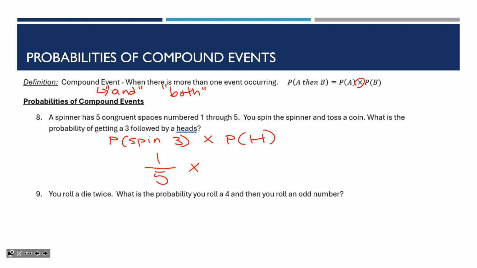And then what's the probability of flipping a coin and getting a heads? Well, there are 2 possible outcomes on a coin, heads or tails, and one of them is heads, right? So to find this probability, I would multiply 1 over 5 times 1 over 2. So 1 times 1 on the numerators and 5 times 2 on the denominators, it would be 1 out of 10.